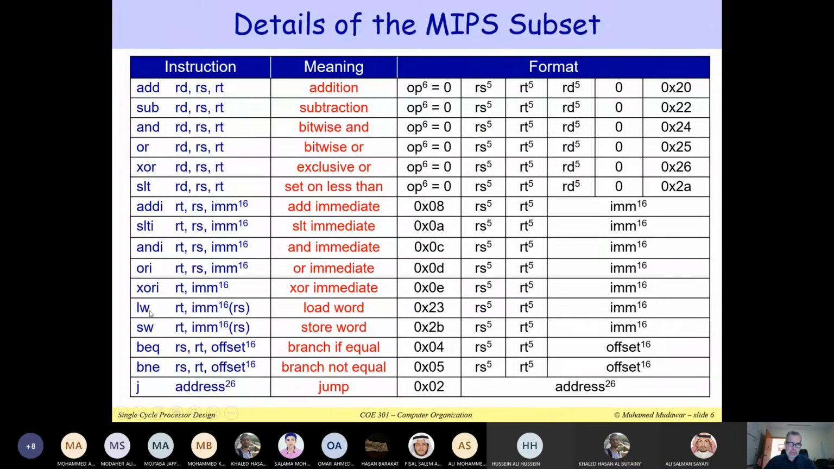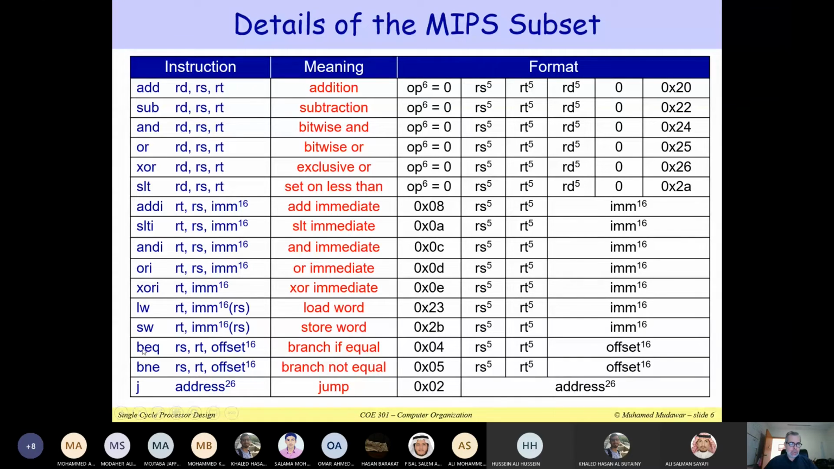There is load word and store word. They are also of the immediate format, but these 2 instructions are going to access memory. And the immediate is used for displacement. RS will contain the base address. RT can be the destination in the case of load word, or it could be a source register in the case of store word, because we're going to store the value of RT in memory.